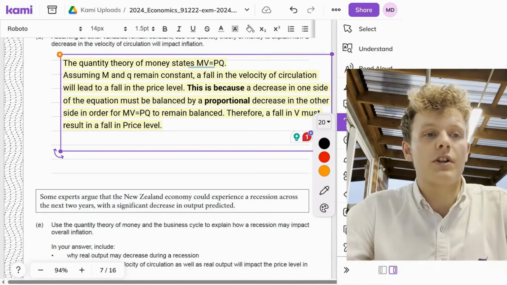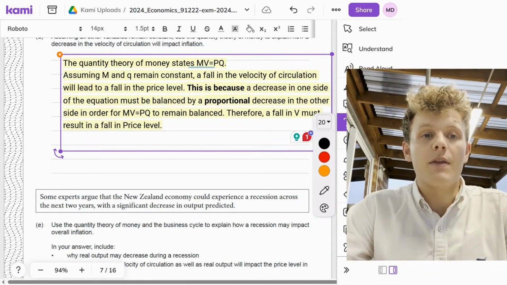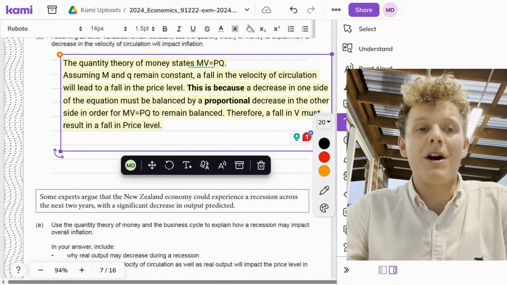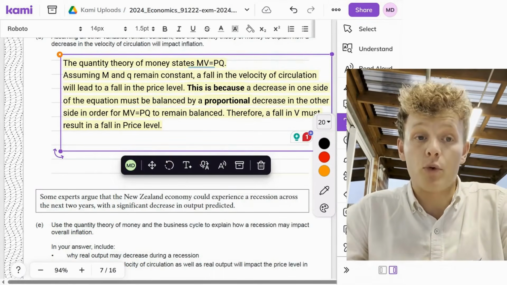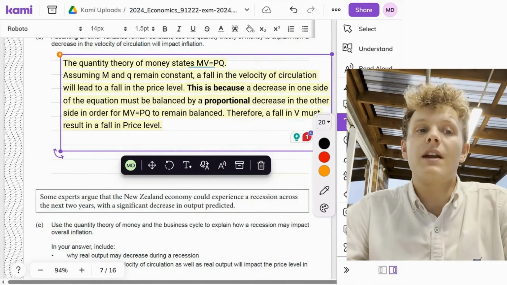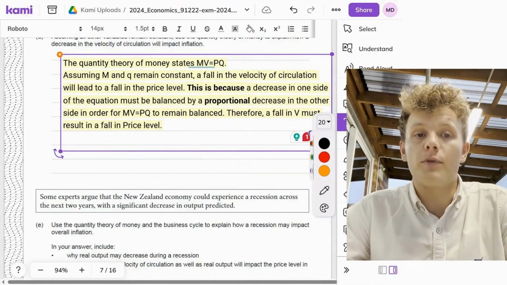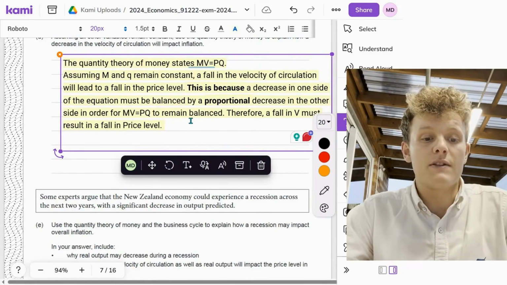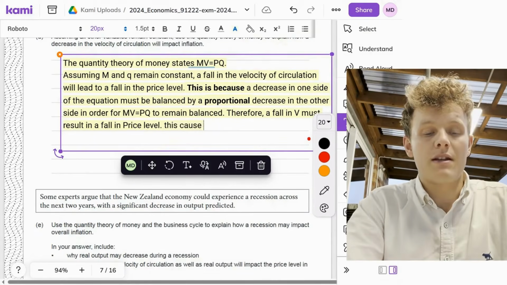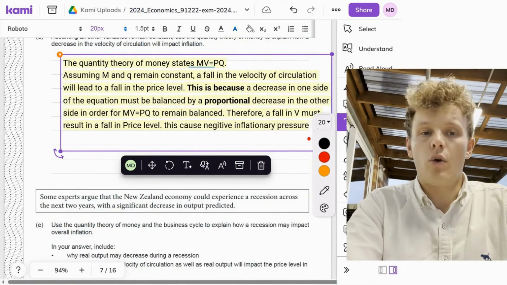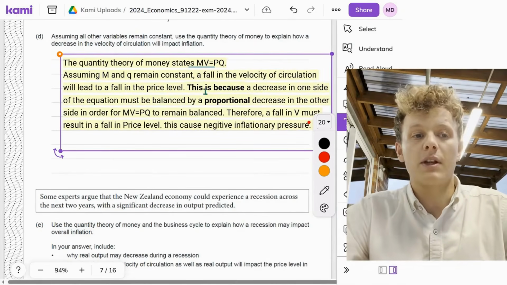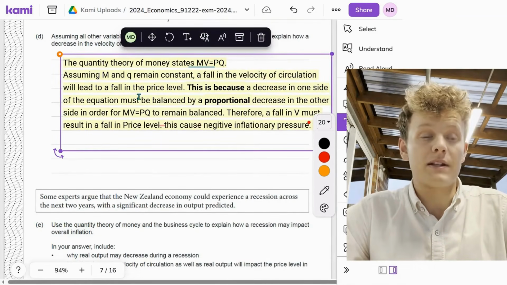A fall in the velocity of circulation will lead to a fall in the price level. This is because, so price level is the last step, and I'm saying why. This is because a decrease in one side of the equation must be balanced by a proportional, that's a key word, proportional, decrease in the other side in order for MV equals PQ to remain balanced. Therefore, a fall in V must result in a fall in the price level. Then you can have one more sentence there to say this causes negative inflationary pressure, or something about inflation falling, because you want to make sure that you're talking about the impact on inflation, but definitely price level is where you want to end up at the end of this sentence.